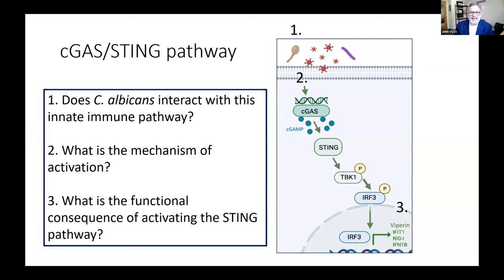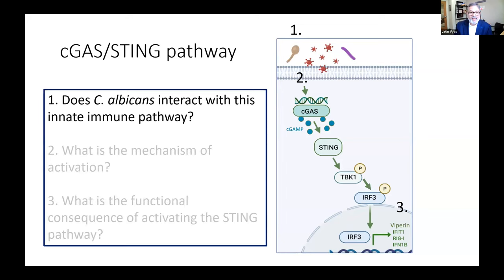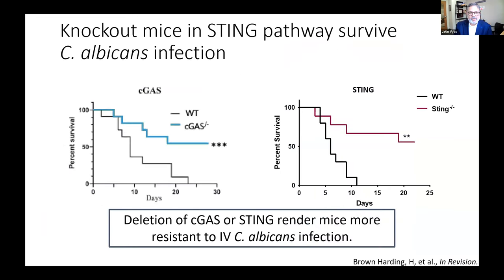So number one was, does Candida albicans interact with this innate immune pathway? And if so, what is the mechanism of activation and what is the functional consequence of activating the cGAS-STING pathway? And so in asking that first question, we looked towards knockout mice, looking at key molecules that were taken out of this system, specifically cGAS and STING.